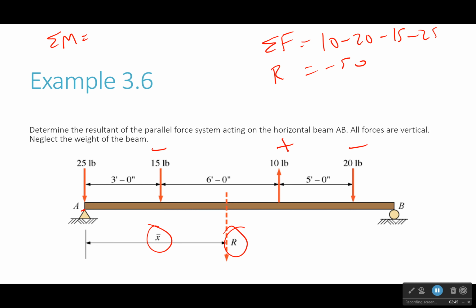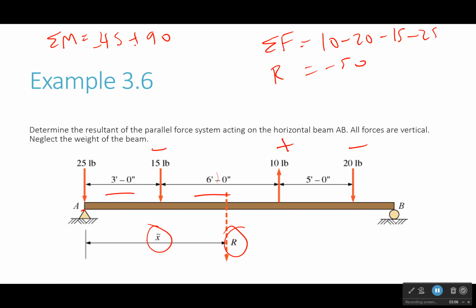But let's keep on going. So the sum of the moments, force times distance. These are all perpendiculars, which makes it really easy. So 15 times 3, that's going to be 45. And like I said before, that's negative. Times 3 plus 6, so that's 9 times 10, plus 90.